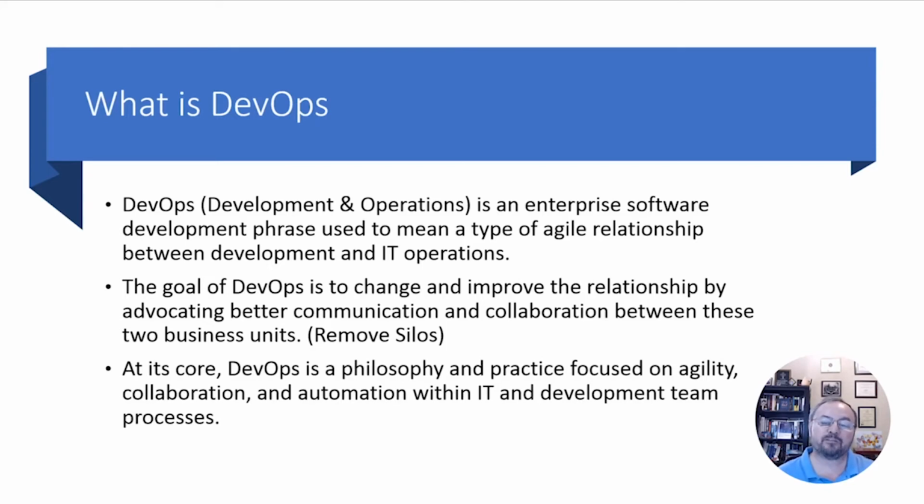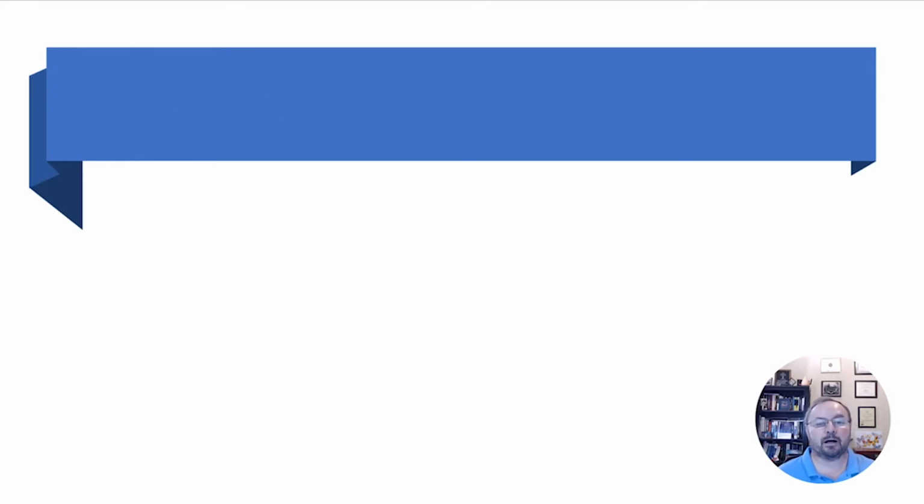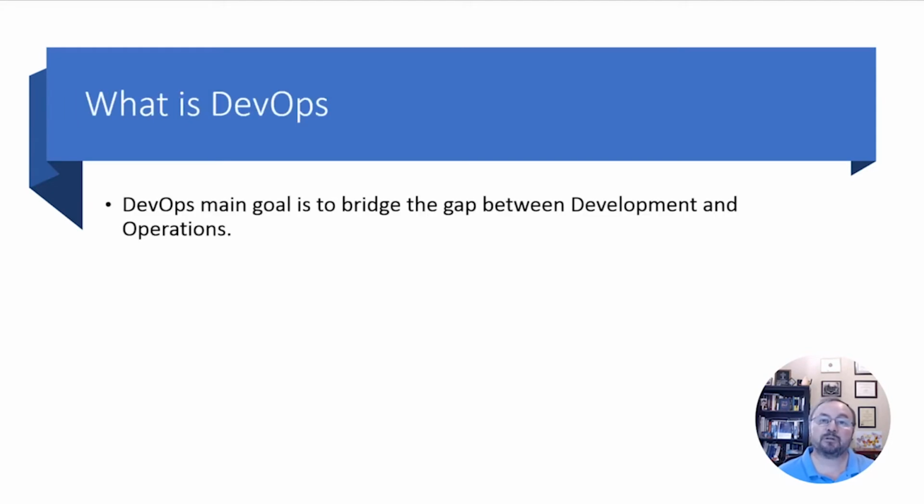At its core, the philosophy and practice is really going to focus on agility, collaboration, and automation within IT and development team processes. Well, what this means is that we're going to work together and we're going to remove the silos and we're going to use automation and improved processes to basically bring a better enterprise rollout. Now, that's an application rollout. Now, when it comes to DevOps, another thing that we want to consider is to understand the goal. So the goal is really to bridge the gap between development and operations.